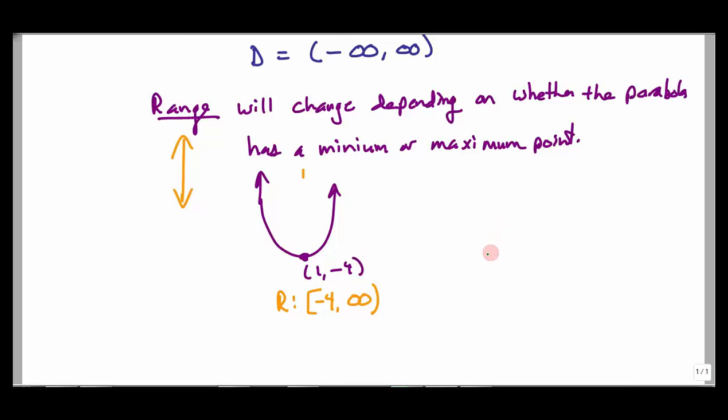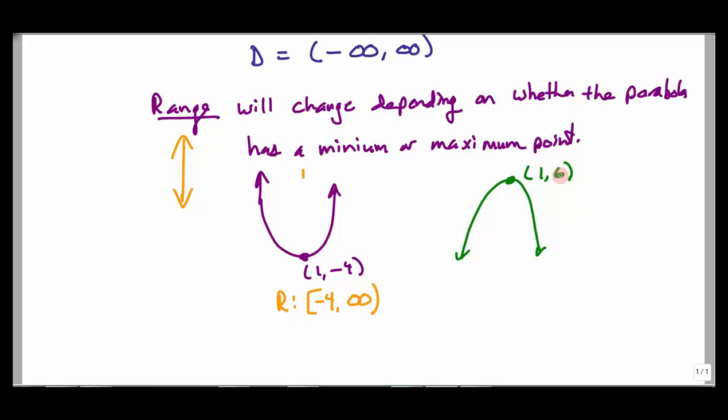Now if I have a parabola opening down, and let's say this is the ordered pair. I'm just making up values here. Let's say this is 1, 6. So my y value is 6.